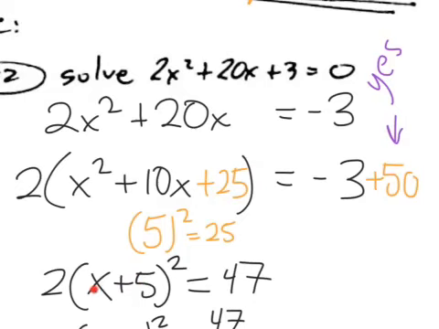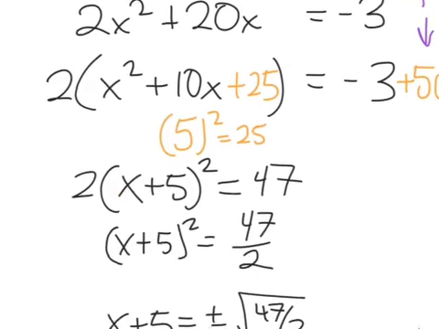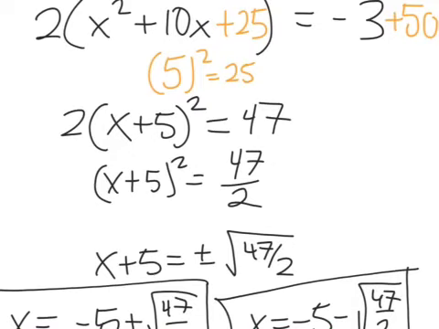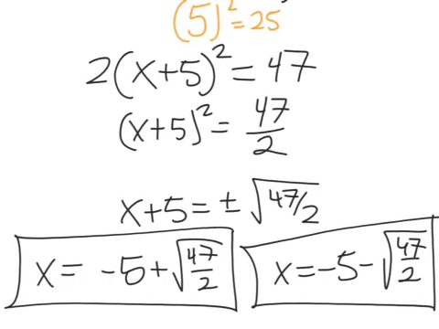So once we get down here, we can divide by 2, take the square root of both sides, and then subtract 5. So we end up with two answers. X is negative 5 plus root 47 over 2, and x equals negative 5 minus root 47 over 2. Let's take a look at the next page.